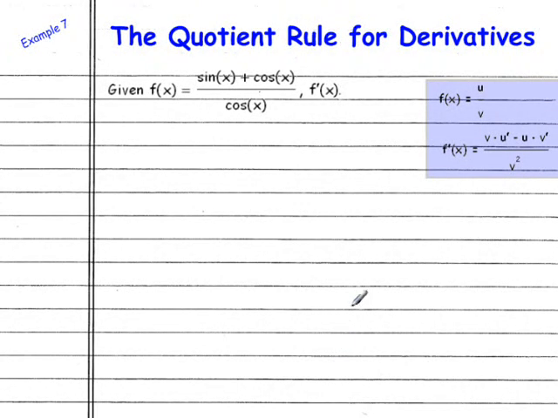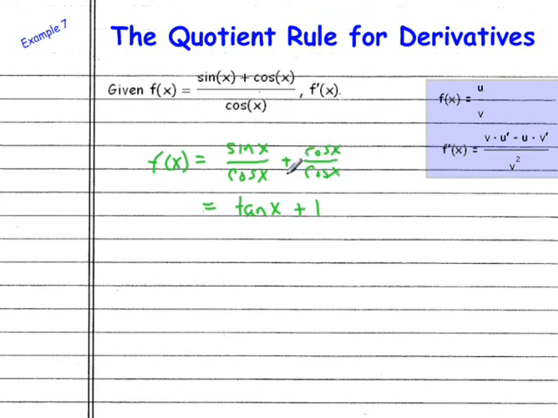Example 7 is a quotient that involves trigonometric functions. As we've discussed before, a lot of times we like to avoid using the quotient rule because it's such a complicated rule. Since we have a monomial or single term denominator, we could actually break this function into the sum of two fractions. That is, we could write it as sine of x over cosine of x plus cosine x over cosine of x, as I've done here.